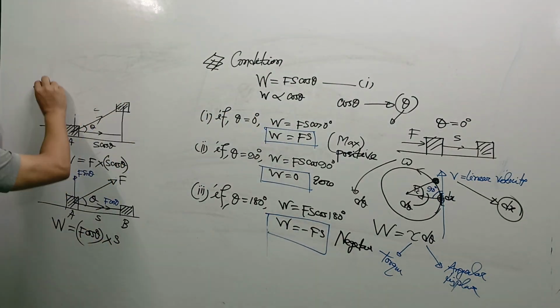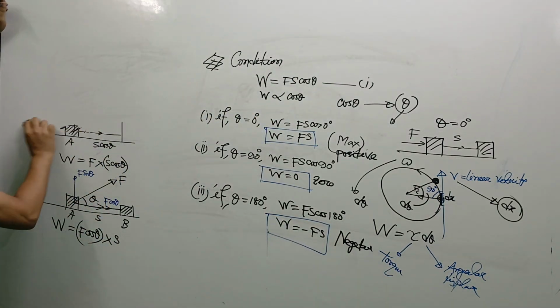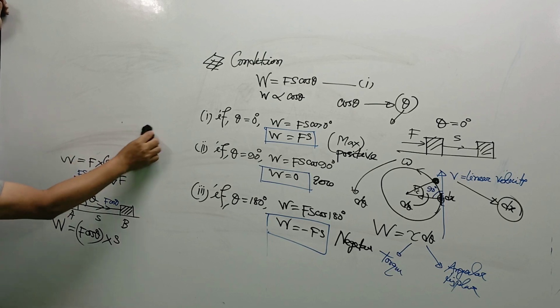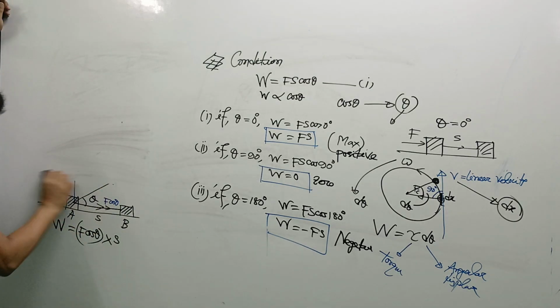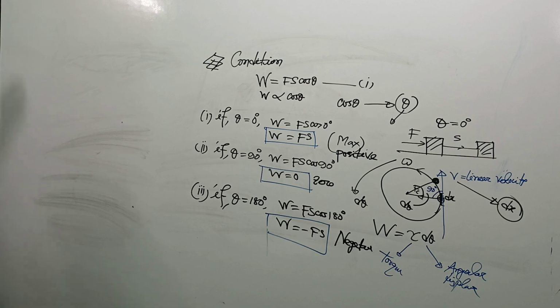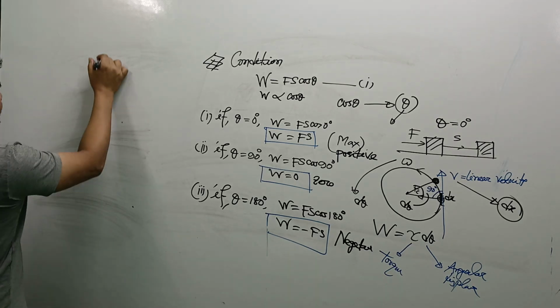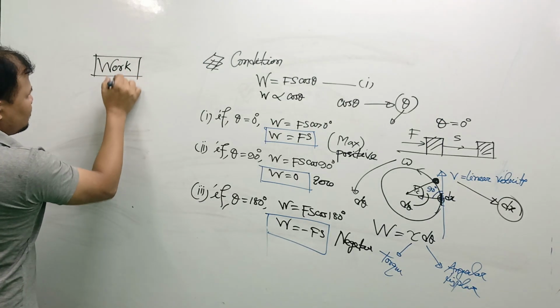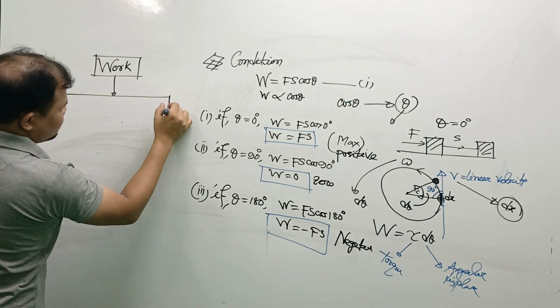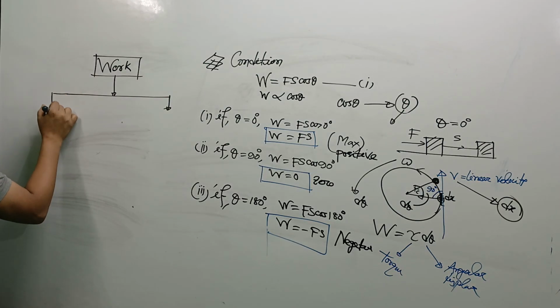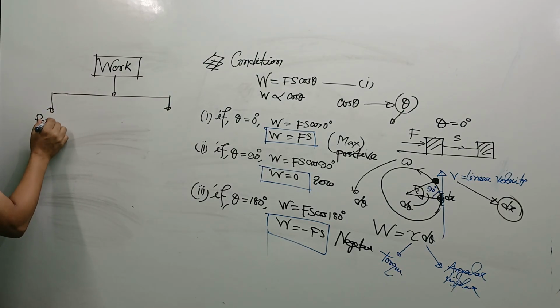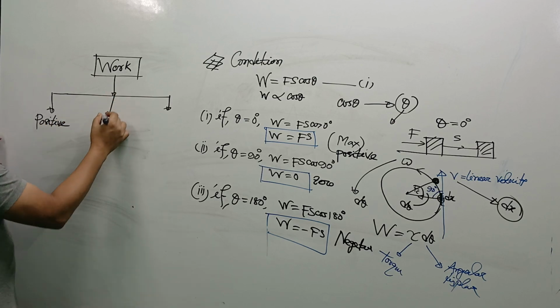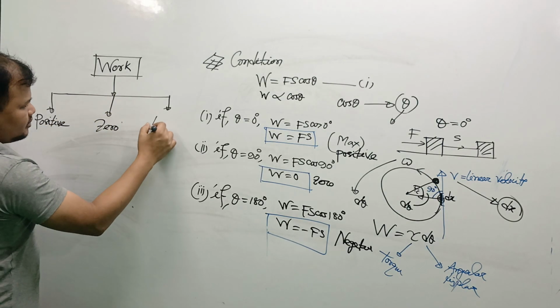My dear student, now our duty is to understand what happened here actually. As we know, work is of three types. So we can write here work: one is positive, zero, and negative.